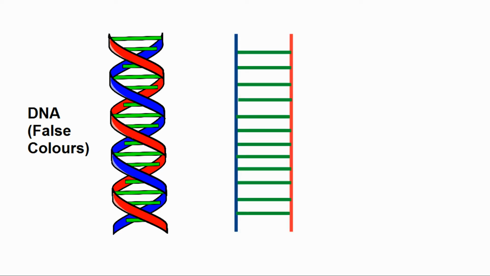This model is red, blue and green for explanatory purposes, so let me explain now. The green part of the rungs on the ladder are the bases that carry the information for the encoding. The blue and red part of the ladder is the structure that holds it together, and it holds the rungs into place.